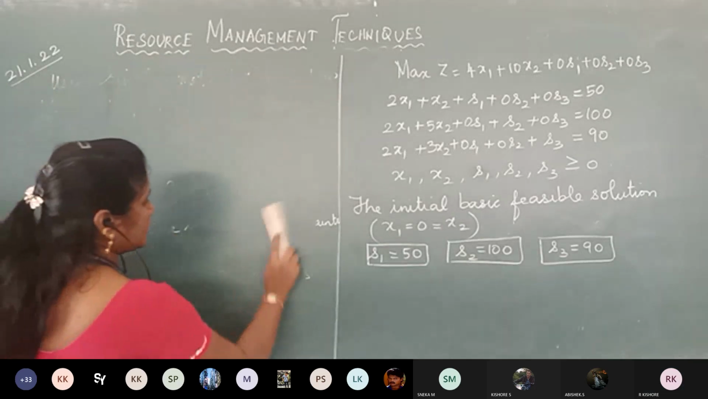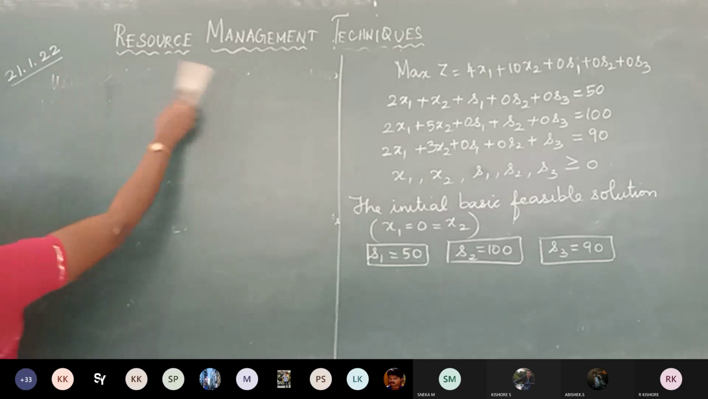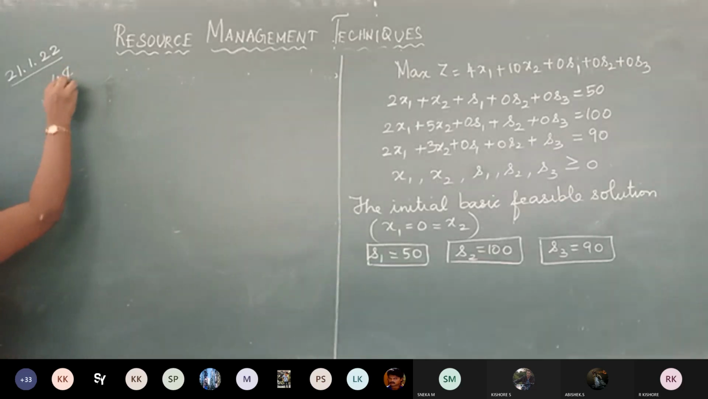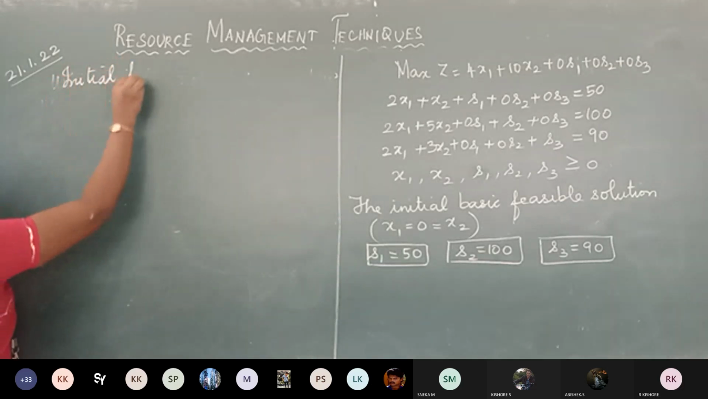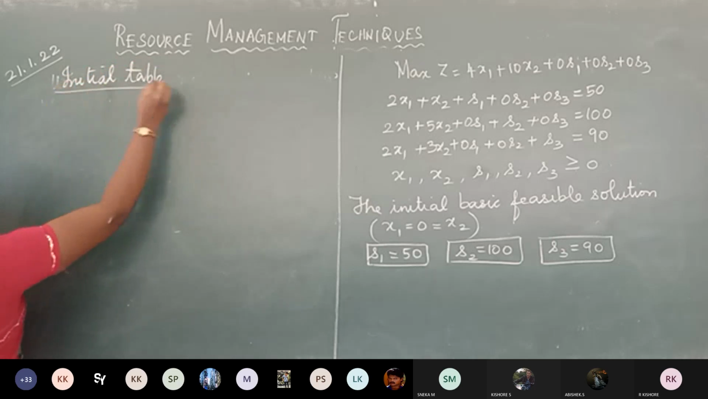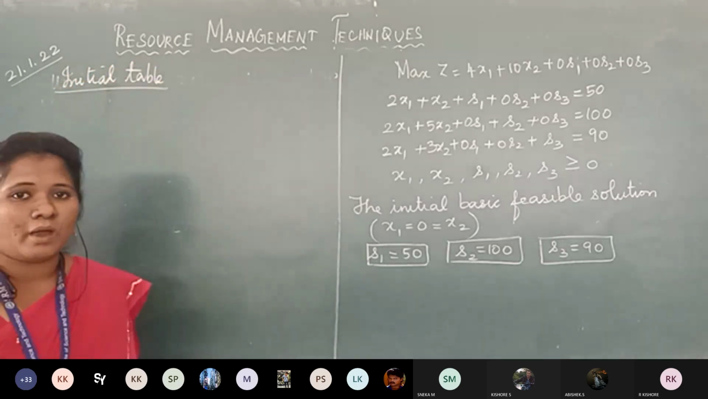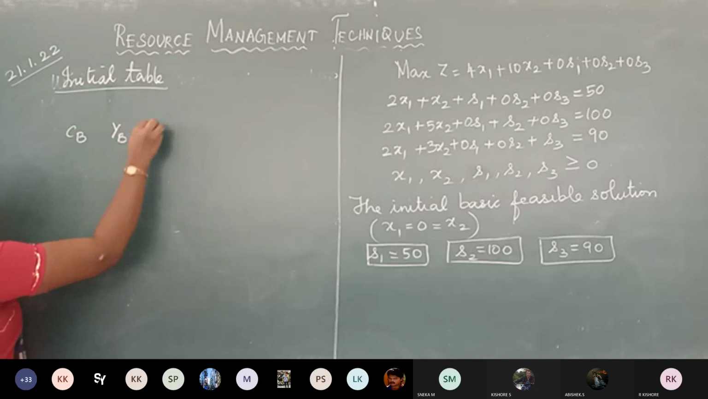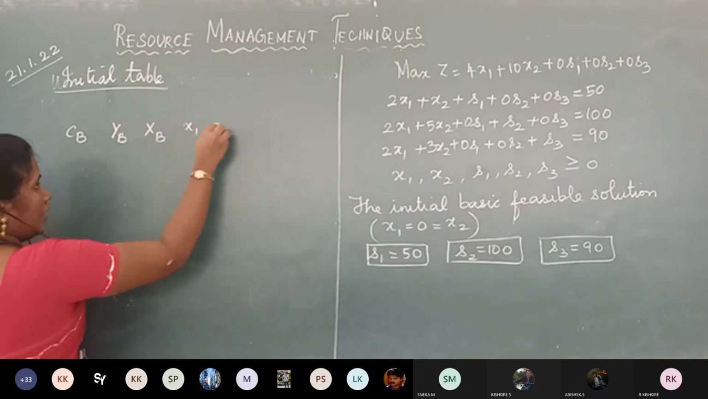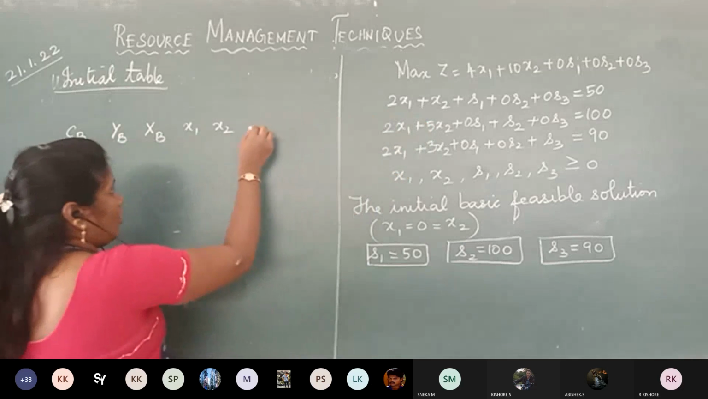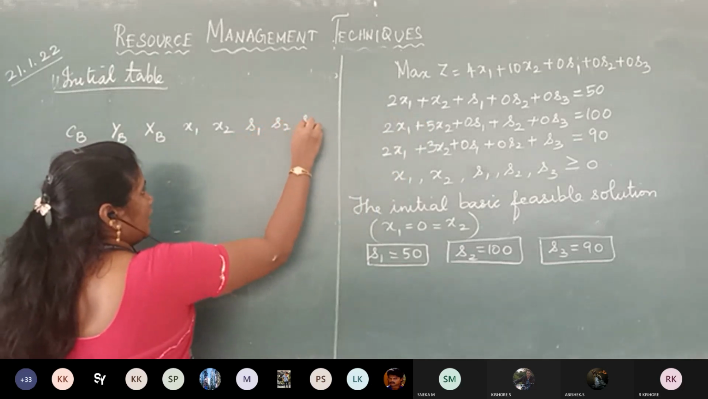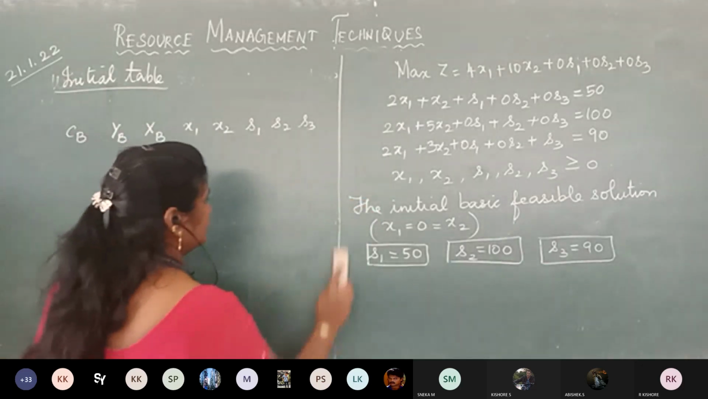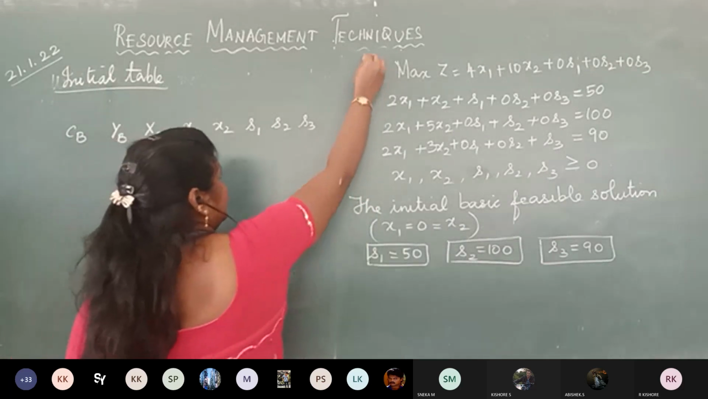Okay. So after writing your standard form, you have to draw the initial table. Okay, whatever has been given, with that we are going to write the initial table. Okay, the initial table will be your first table form. Okay, in your initial table, you already know, I've given you in your step 4, what and all is there: your CB, YB, XB, and then your X1, X2. Here you have got 2 variables. Then you have got slack variables S1, S2, S3, and then your min ratio.